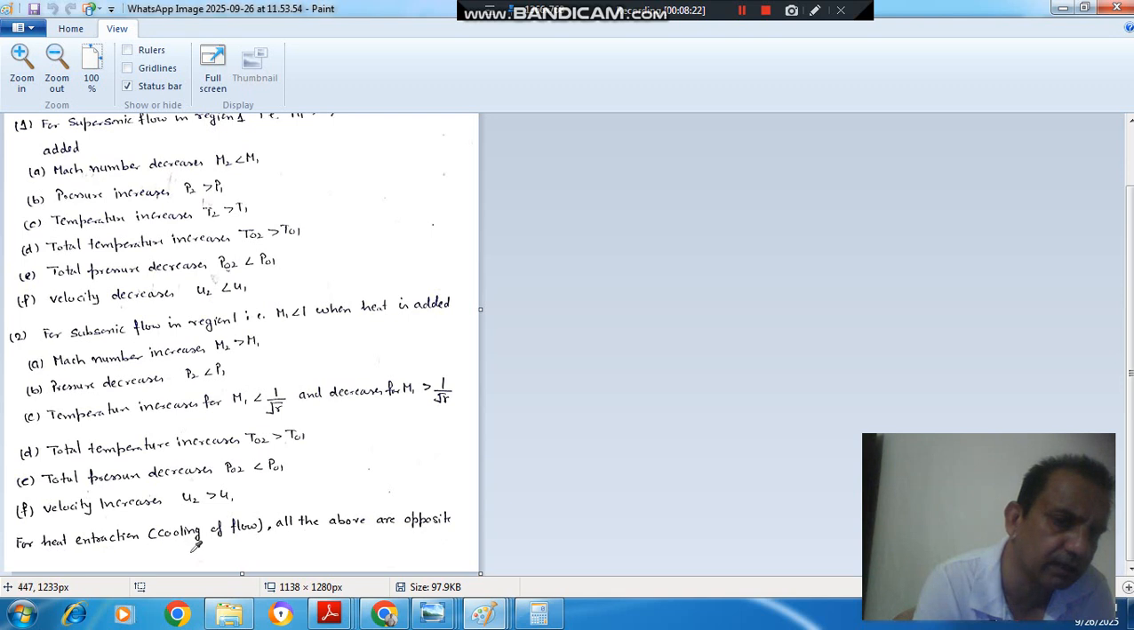For heat extraction, that is cooling of the flow, the above parameters are opposite. So these results would be opposite if we take out heat.